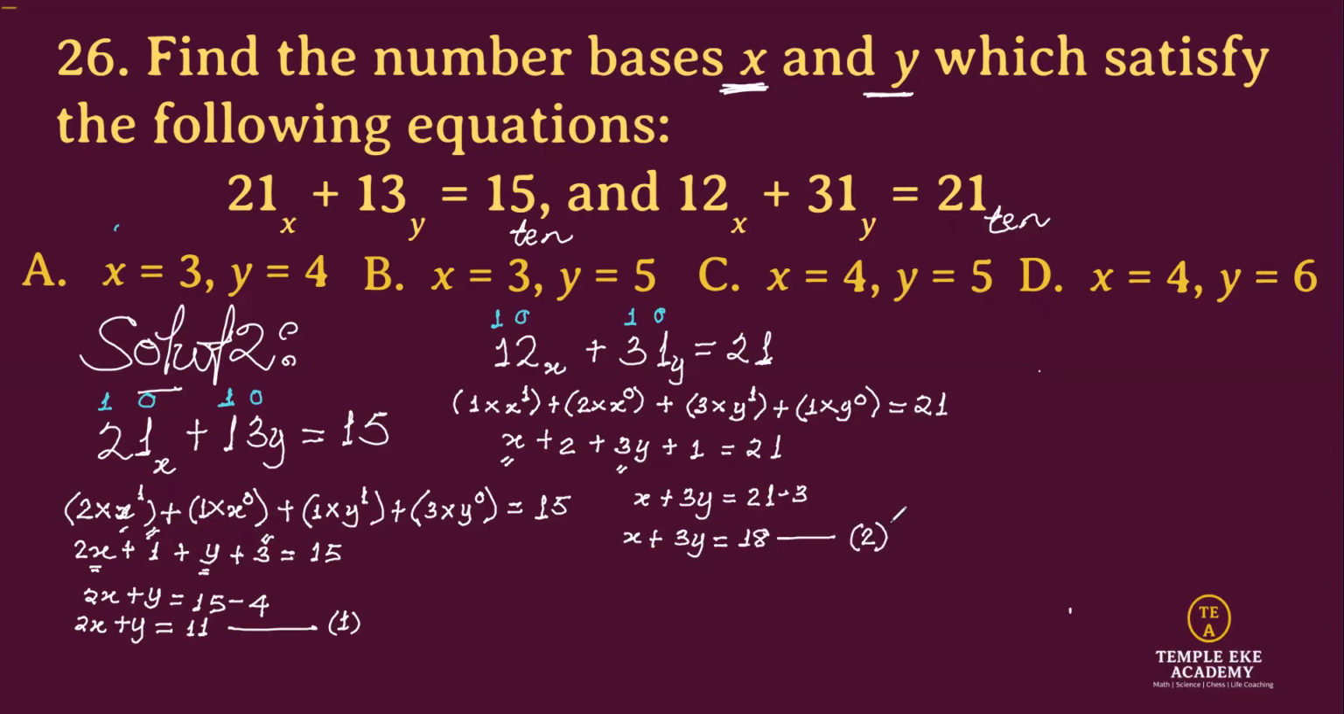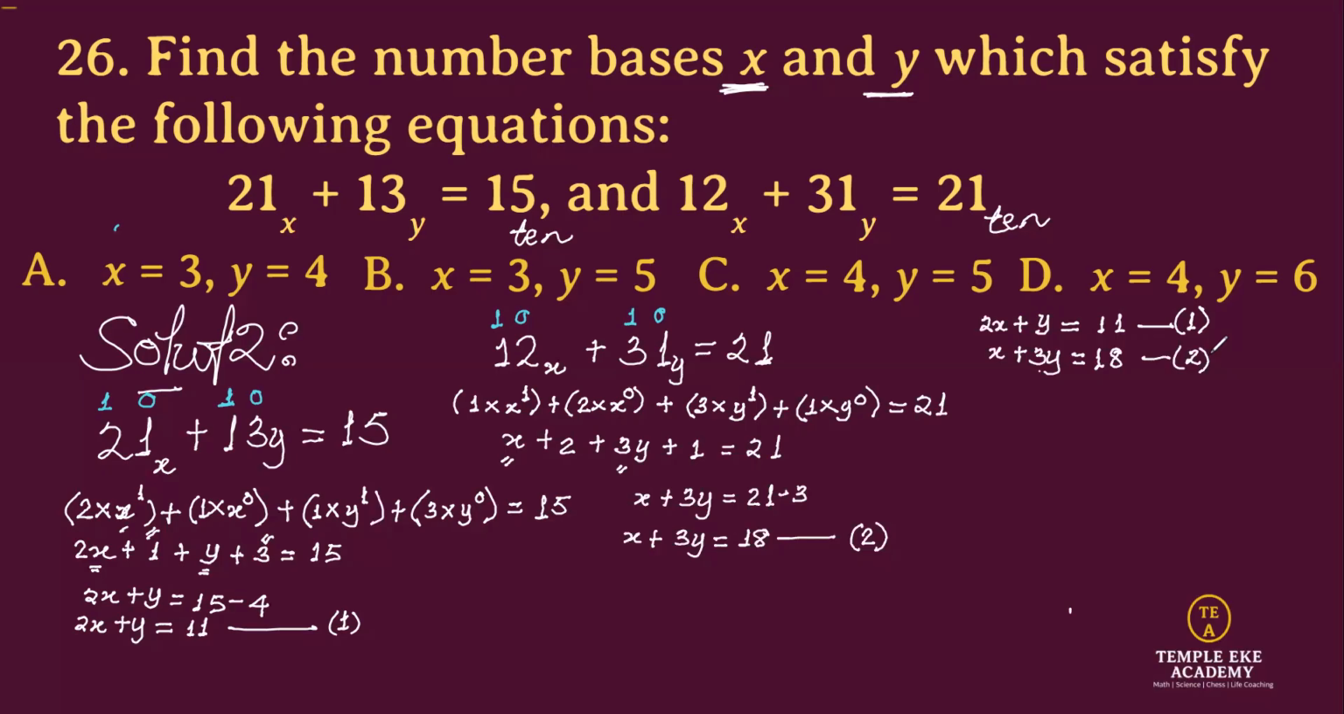Now, simultaneously solve equation 1 and 2. They are simultaneous equations right now. So let us layer them. Let's take the first equation, 2x plus y equals 11. And this is our equation 1. We want to take equation 2 also. x plus 3y equals 18, and this is our equation 2.